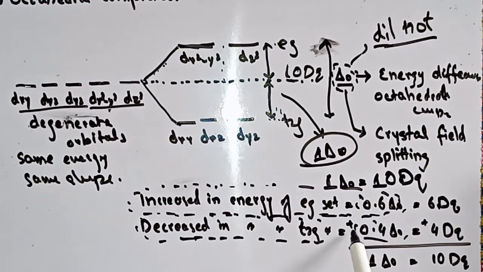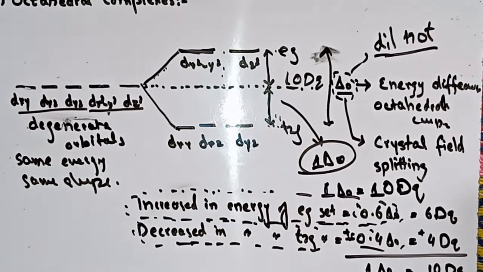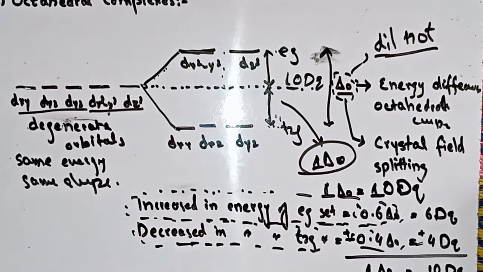This is also decreased, so we can say that this is the negative sign. The negative sign is just a symbol meaning that the energy is decreased. Here it is decreased by 4 Dq. The energy of T2g will decrease from normal by 4 Dq. This is the crystal field splitting in octahedral complexes.